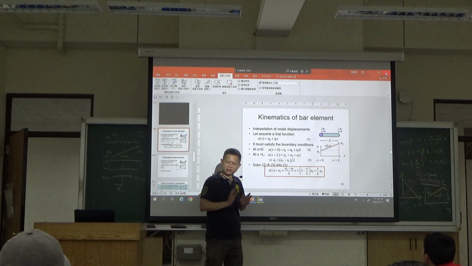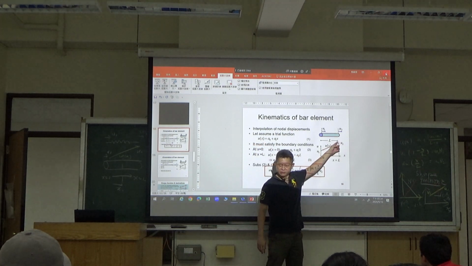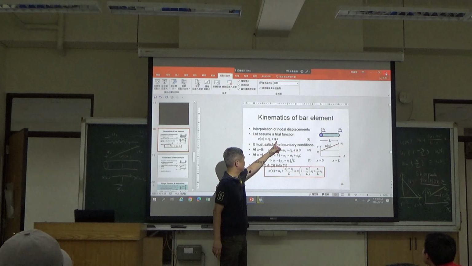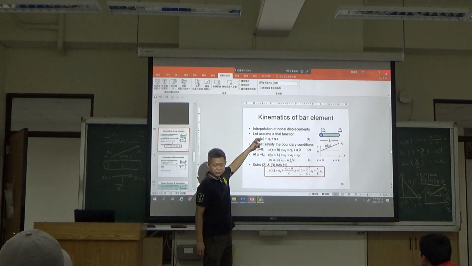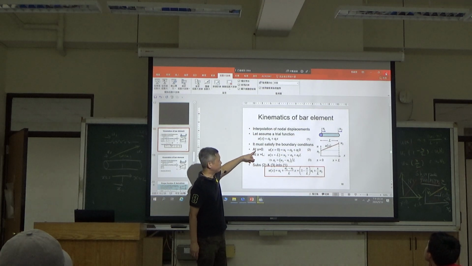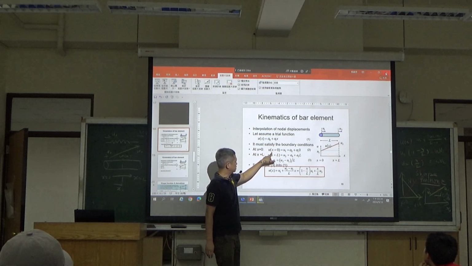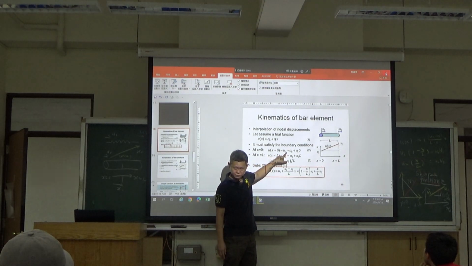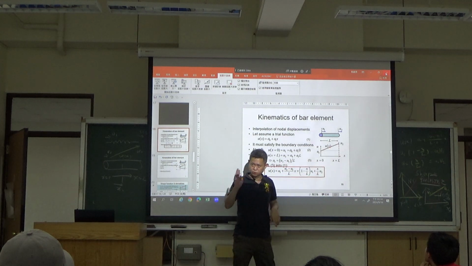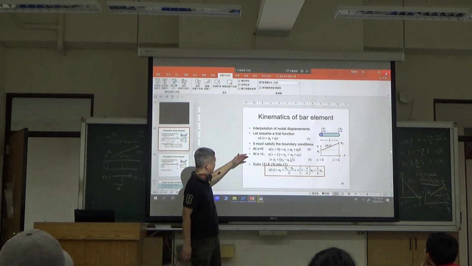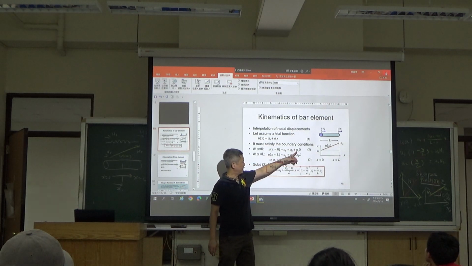But this is telling you the same thing. In this case, this is a linear function expressed as a0 plus a1x. This linear function must fulfill the boundary. What is the boundary? When x equals 0, the displacement is equal to u1. Then when x equals L, the displacement is equal to u2. So then I can solve for a0, a1.